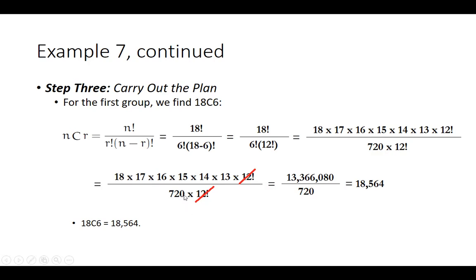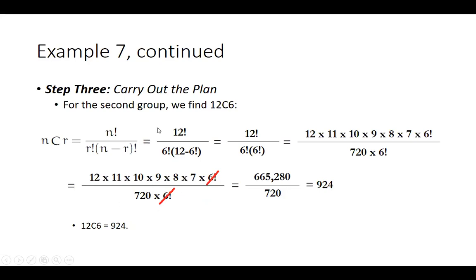We're not done though. This was just for the first group. There were 18 students. We chose 6 to make the first group. That leaves us with 12 to make the second group. So now we have to find 12 choose 6.